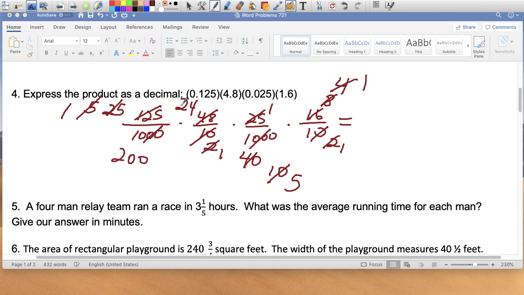I can divide this by 2 again, now by 4. It's going to give me a 6. Divided by 4, it's going to give me a 50. Divided by 2 again gives me a 3. Divided by 2 again gives me 25.